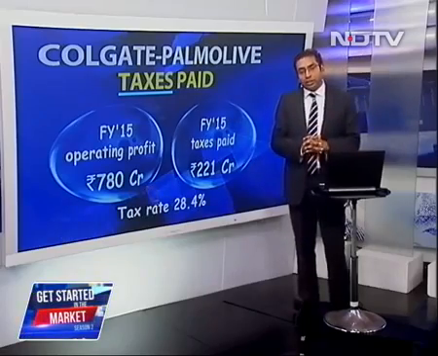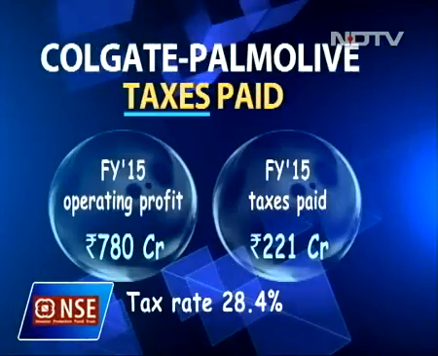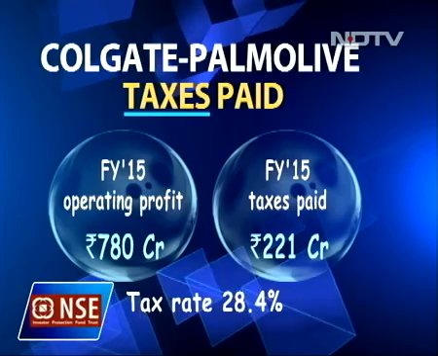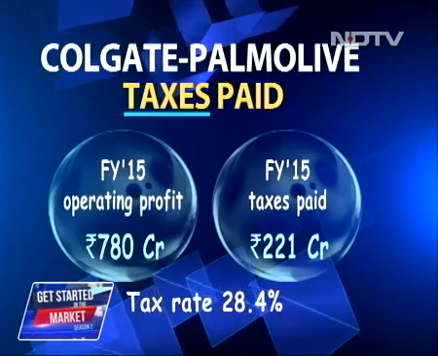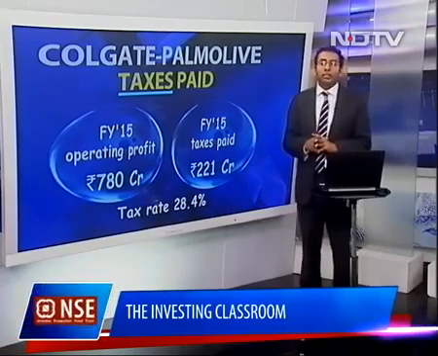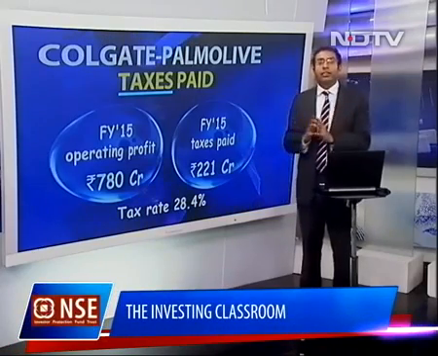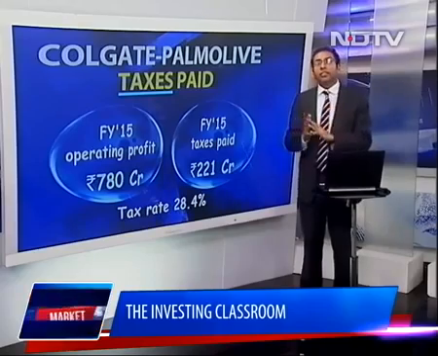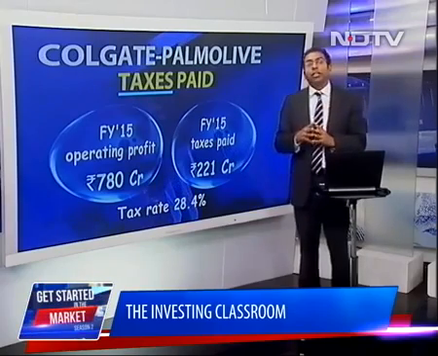If you look at Colgate's FY15 annual report, what you'll find is that from operating profits of 780 crores, they paid taxes of 221 crores. That's a tax rate of around 28.4%. The reason it's below the typical corporate tax rate is Colgate is able to set up plants in certain locations such as Himachal Pradesh, where they get certain tax breaks, and that brings the tax rate down.